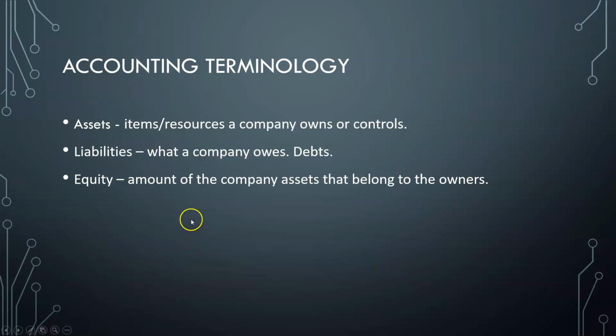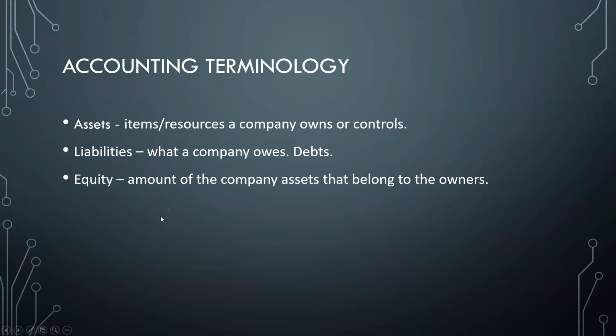Next, let's talk about liabilities. Liabilities is what a company owes. These are debts of the company. These have to be paid back. An example of a liability for a company would be a bank loan. A bank loan is a debt of the company.